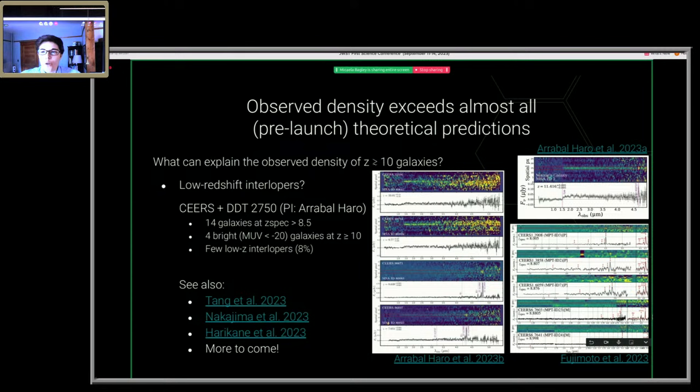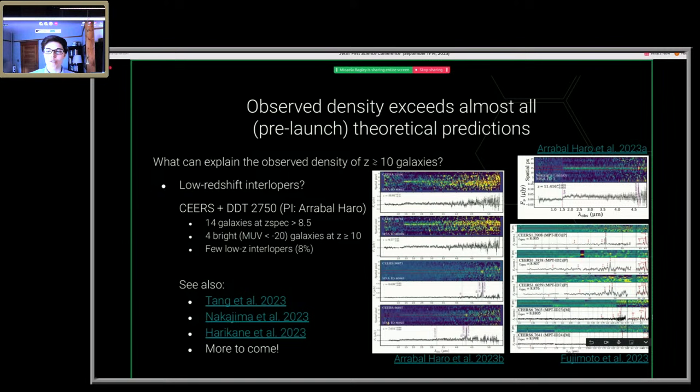So we actually do have several spectroscopic confirmations of galaxies in the SEARS sample. These plots are from two of Pablo's papers and one by Seiji Fujimoto, looking at if you combine the SEARS and the DDT spectroscopic programs, we have a spectroscopic confirmation of 14 galaxies above redshift 8.5, and four of those are bright galaxies above redshift 10. And that includes Maisie's galaxy, which is in the upper right, at redshift 11.4.